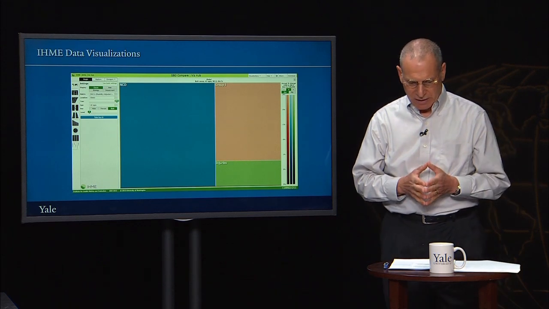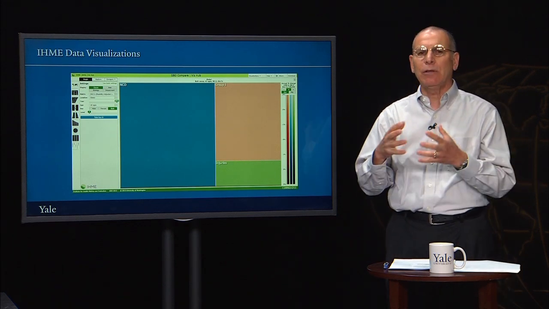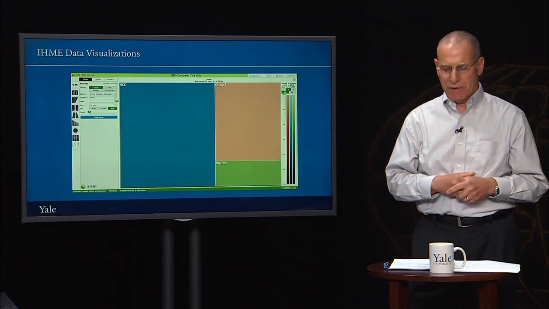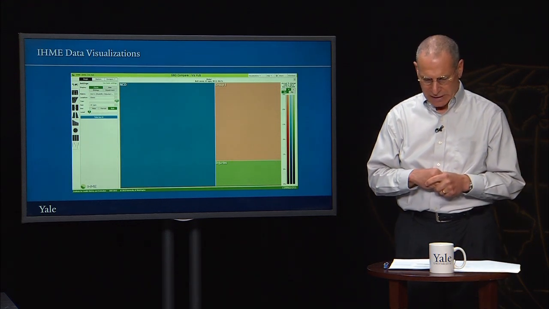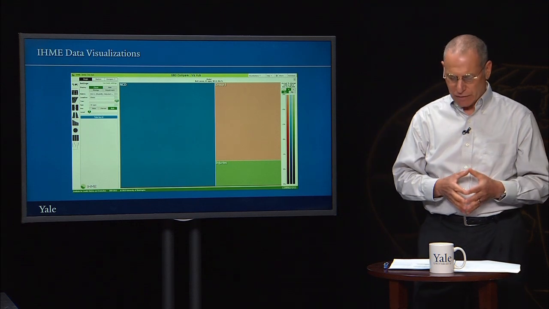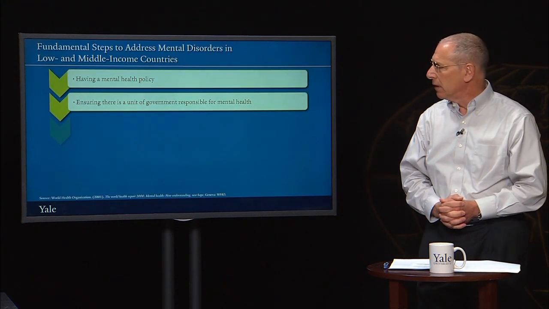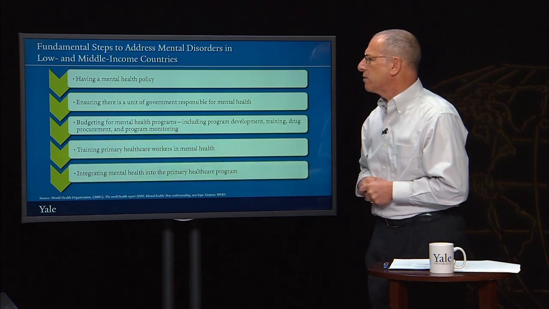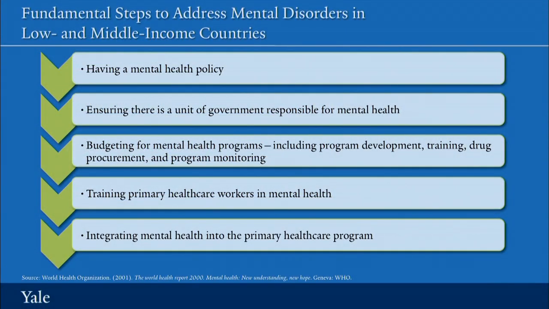Given the important burden of disease associated with mental disorders and the low level of development of mental health services in many countries, the World Health Organization recommends that countries take a number of at least fundamental steps to lay a foundation for addressing mental health issues. And these include having a mental health policy, ensuring there's a unit of government responsible for mental health, budgeting for mental health programs, including program development, training, drug procurement, and program monitoring, training primary health care workers in mental health, and integrating mental health into primary health care programs.